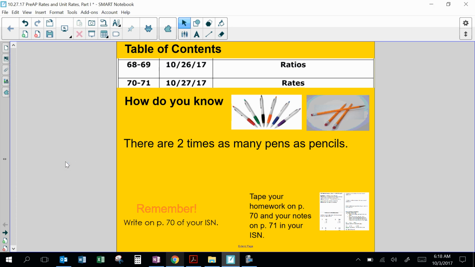Welcome. This lesson is over rates and unit rates. So let's look at our number routine.